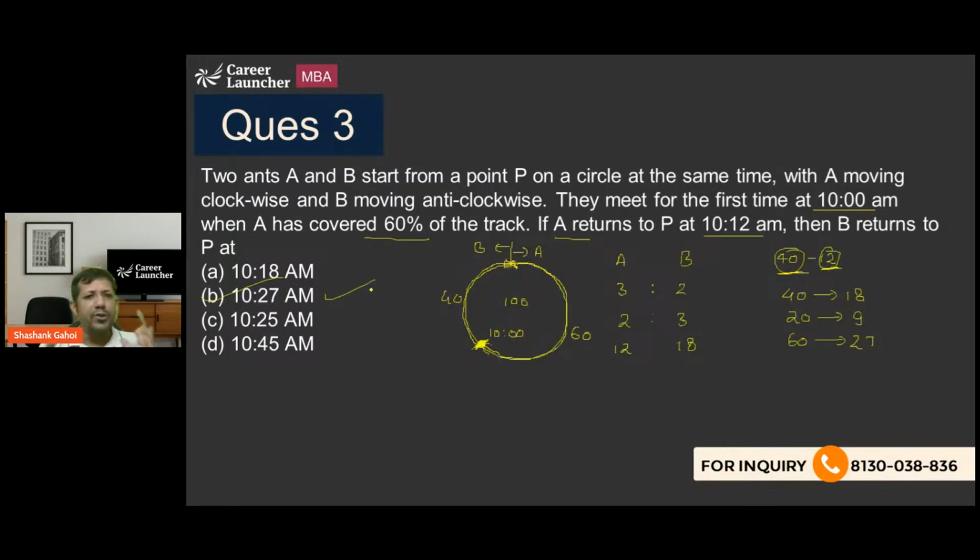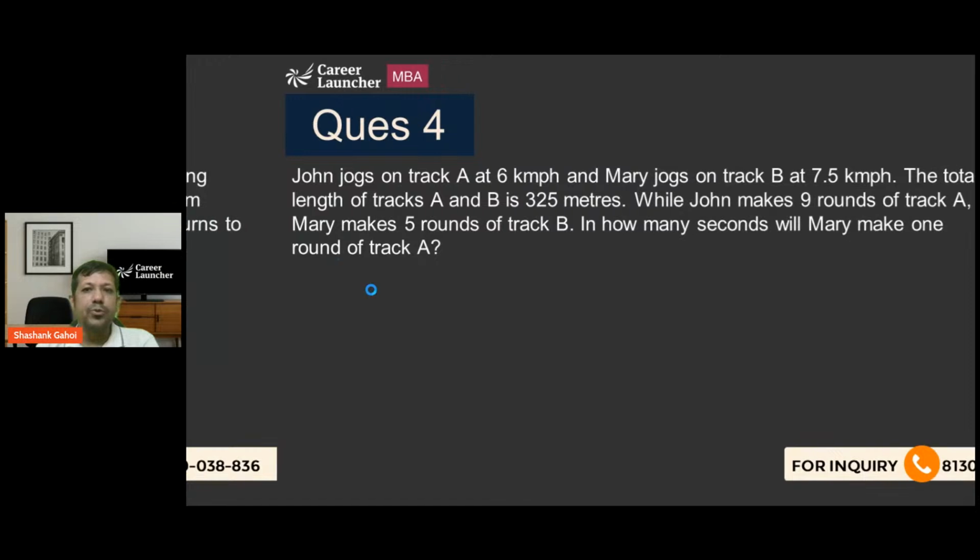Whenever we solve a question of TSD, don't try to make equations because they are going to be very lengthy. Just go by the basic logic of proportionality, that speed is directly proportional to distance and speed is inversely proportional to time if distance is constant. Okay. Now let's move on to the next one.